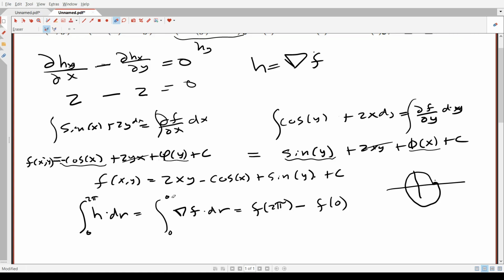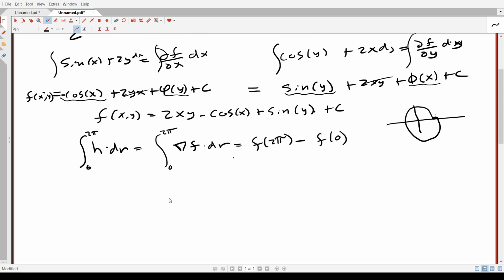I should know right away that since I'm integrating around an entire closed loop, and I have a gradient here, this is going to be 0. So I don't need to actually evaluate any integrals. I know right away that since it is a conservative vector field and I'm integrating it around a closed loop, I'm going to get 0.